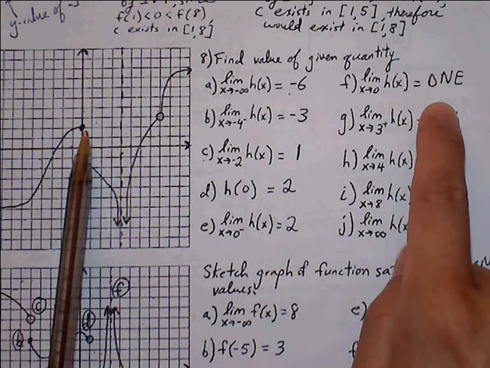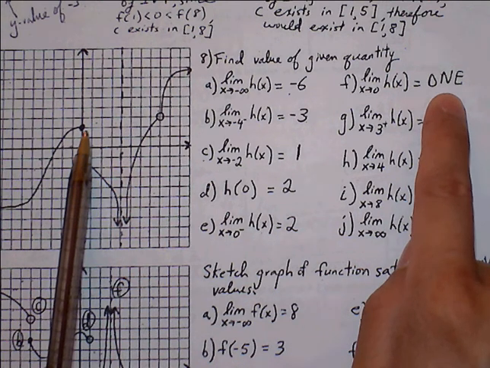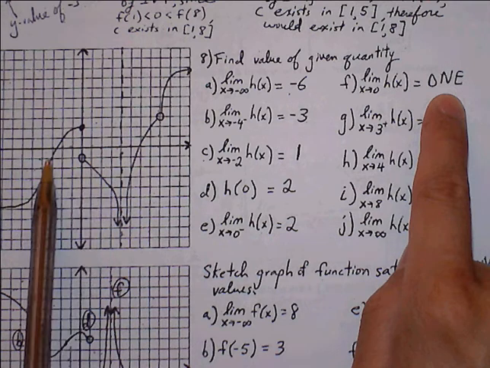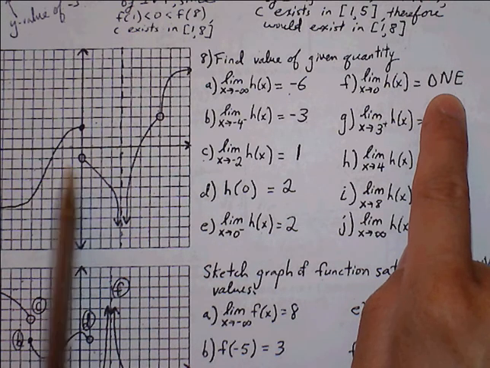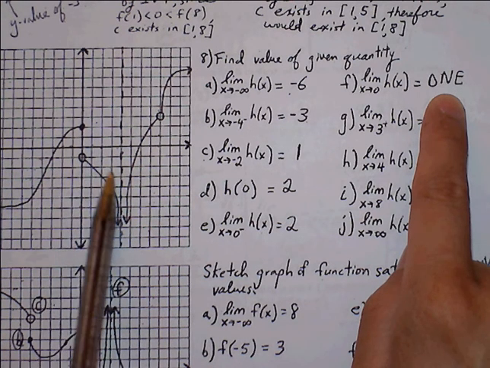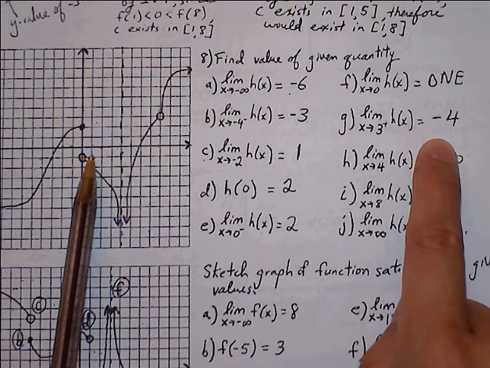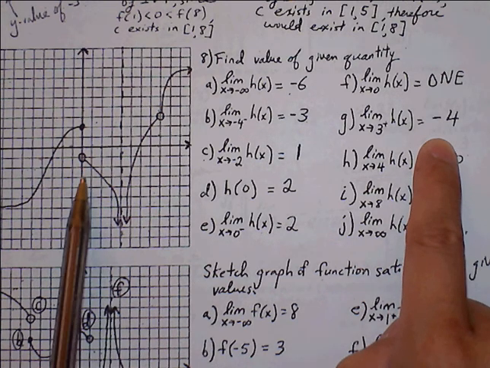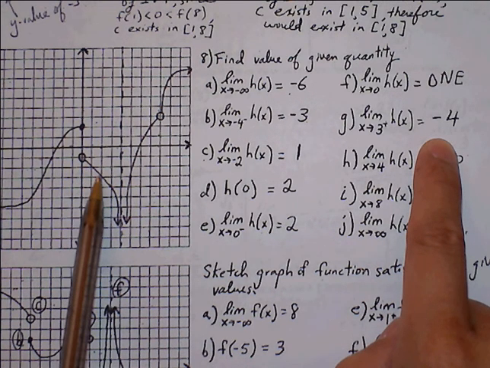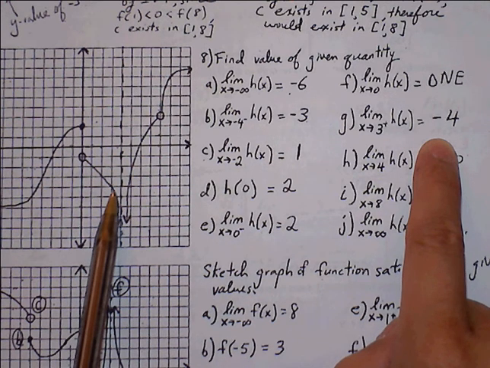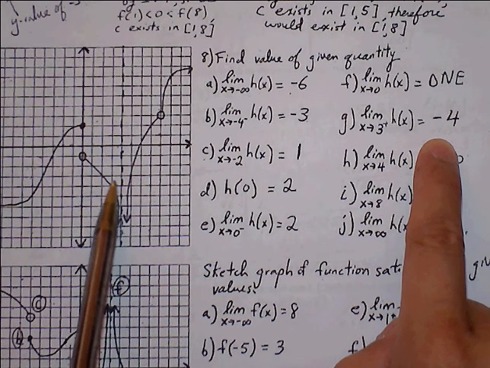Okay, for F, approaching 0, in order for a limit to exist, the graph has to approach the same y value from both sides of the target x value. In this case, one side is approaching 2, the other side is approaching -1, so we say the limit doesn't exist. Approaching 3 from the right side of 3, we see that the graph is approaching -4. The graph is continuous through that point, so it's the same thing as finding the ordered pair there.